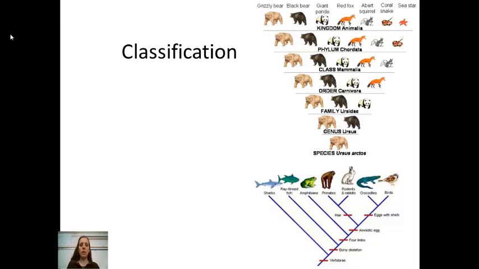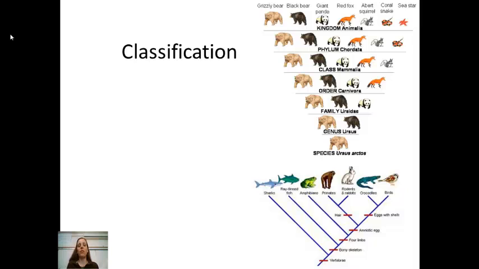So we're going to start talking about classification. We've learned a lot in this unit so far. We've been learning about origins of the universe, origins of the Earth, how life began on this planet, how life has evolved on this planet. And life has indeed evolved on this planet, evolved quite a bit. We have a very rich, abundant diversity of life on this planet.